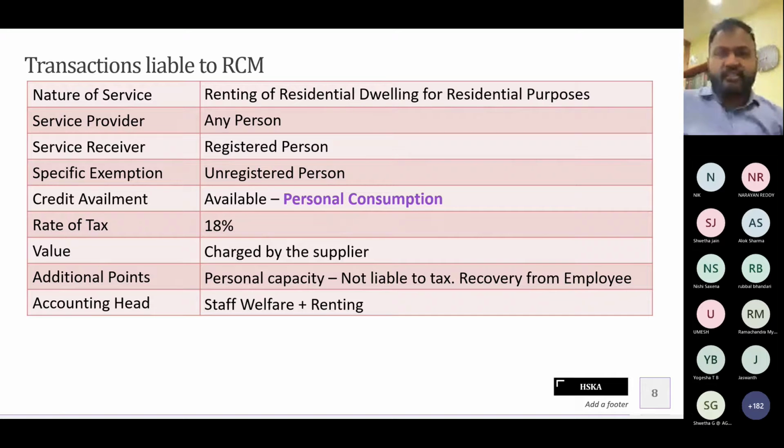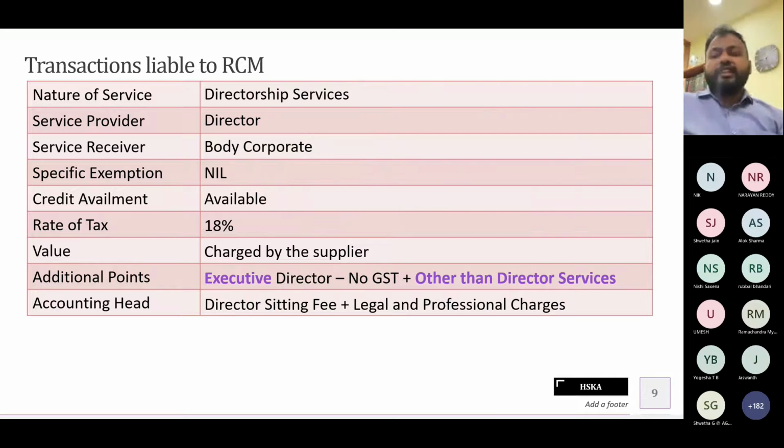Right? Okay. Next. The next transaction is directorship services. It's not dictatorship services, it's directorship services, which we are talking about. Who is the service provider? Director. Who should be the service receiver? Body corporate, because only body corporate are entitled to have director. I might be a sole proprietor. In my visiting card, I can say executive director, non-executive director, but I am actually not a director. In a company, there is a requirement to appoint a director. So we are talking about only that kind of a director.